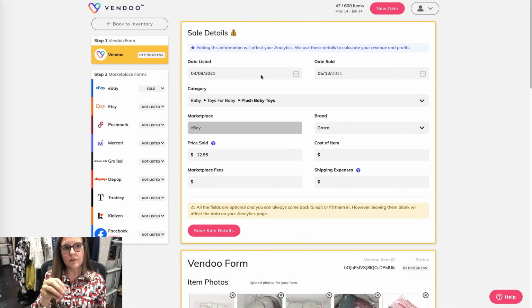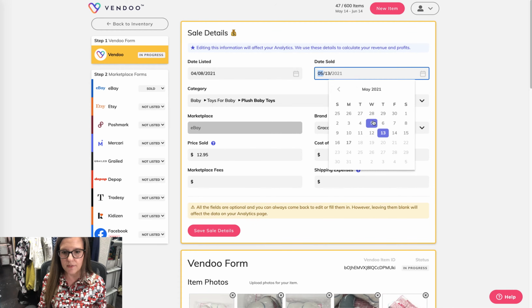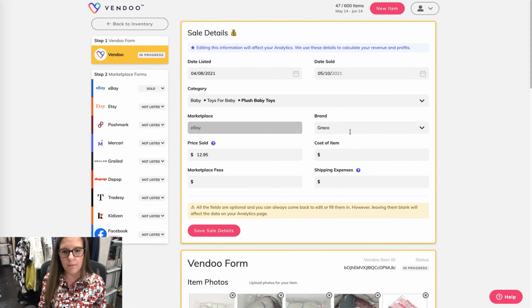We use eBay as our starting point because there are so many more specifics that you need for eBay, and then we bring it into Vendoo and cross-list from there. Okay, so for the dates, I make sure to get this correct. Sometimes I take it down later than it sold. This sold on Monday the 10th. And it sold for $12, so I correct this. That's what I had it listed at.